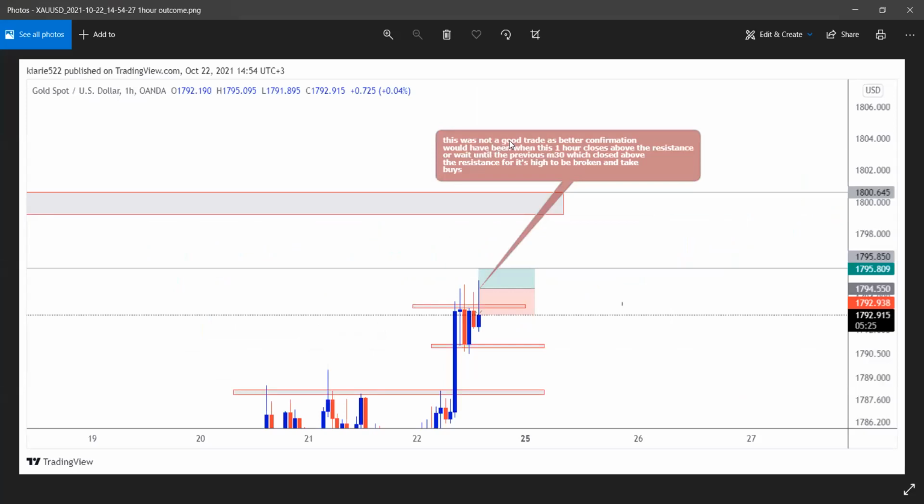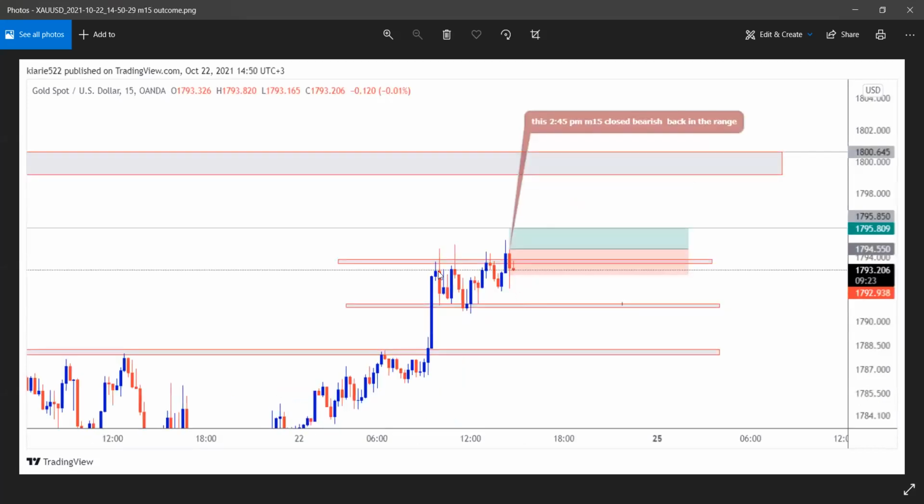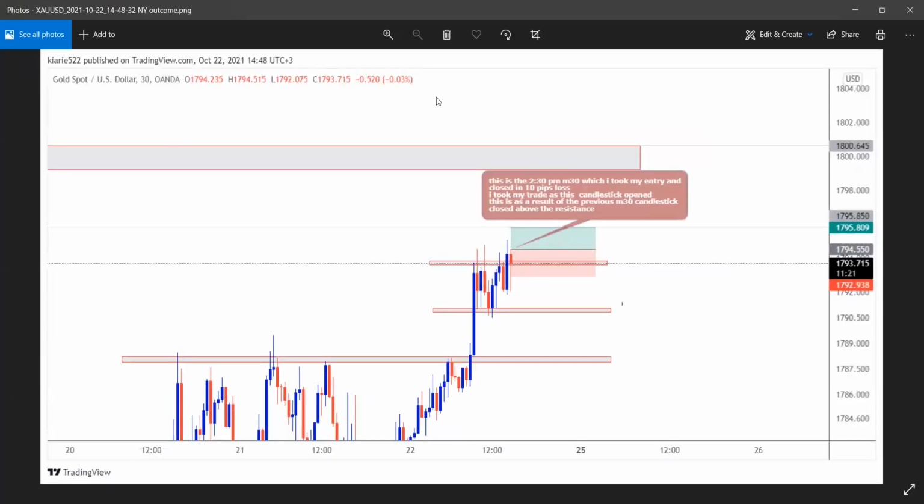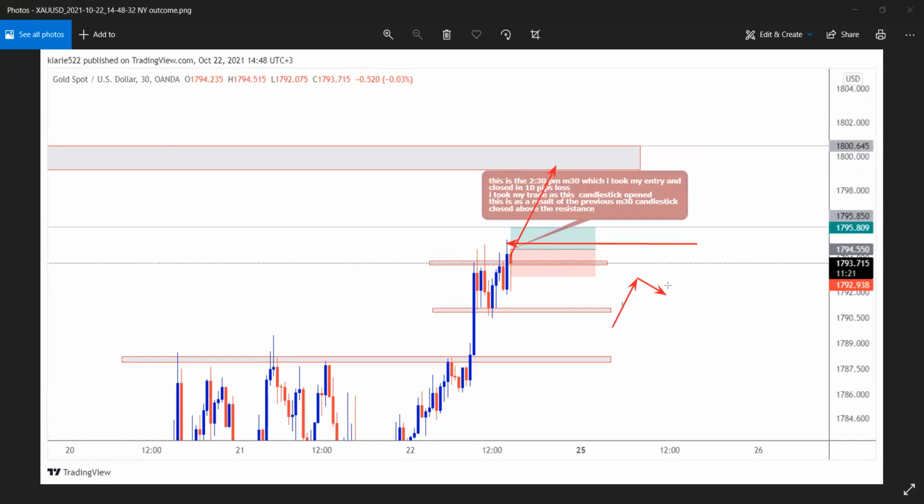It was not a good trade, as better confirmation would have been this 1 hour closing above a resistance, or waiting until the previous M30 candlestick to cross above the resistance, the high. The previous closed above the resistance for its high to be broken. Better confirmation would have been this candlestick to break this high for price to continue bullish, since higher highs zingekuwa zikiform.